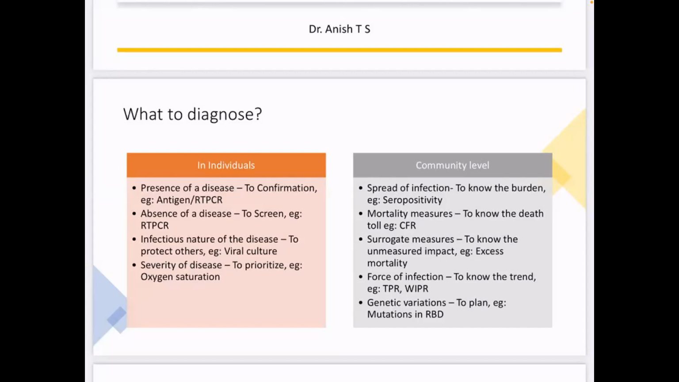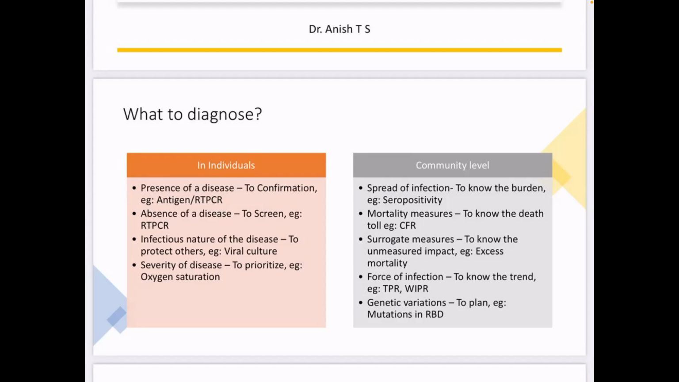At the same time, we have to diagnose something at the community level. For example, if you want to diagnose COVID-19 in the Kerala community, first we have to check the spread of infection. How much of our public is affected by the disease? Usually, the numbers of infections might be reported on your website, but that may not give the true picture. If you want to diagnose the real spread of disease, you can go for a seropositivity analysis. How many people are harboring antibodies against COVID-19? That is again a community diagnosis.